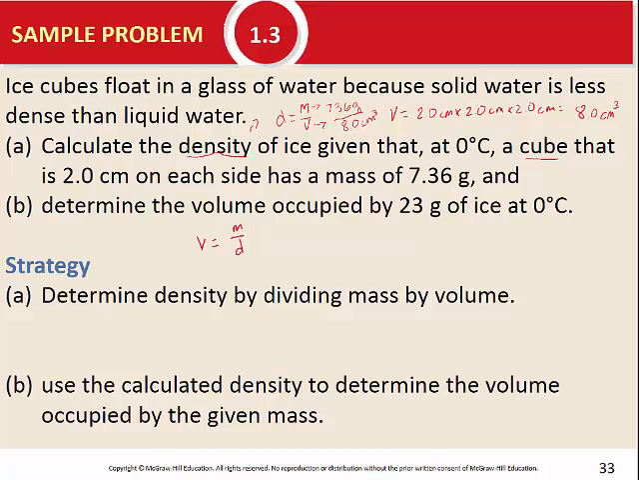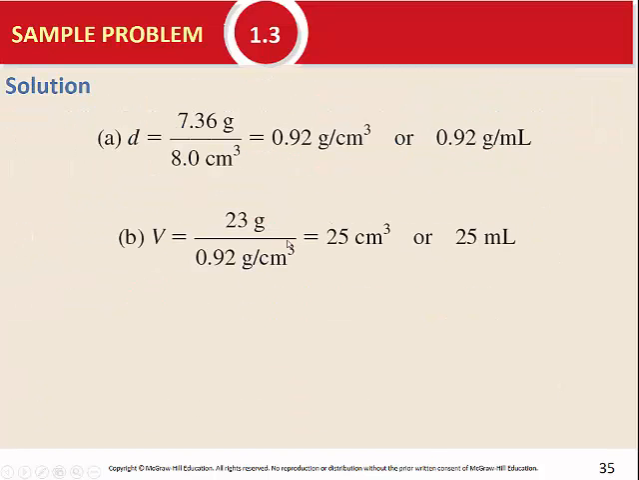Rearranging simple equations is a skill you should have learned in early algebra. If you're having trouble with it, again, go to the Math Tutorials tab on Blackboard, and there's an excellent tutorial there on rearranging formulas that will help you with this. So we take the mass given, 23 grams, divided by the density we calculated in part A, and we will get 25.